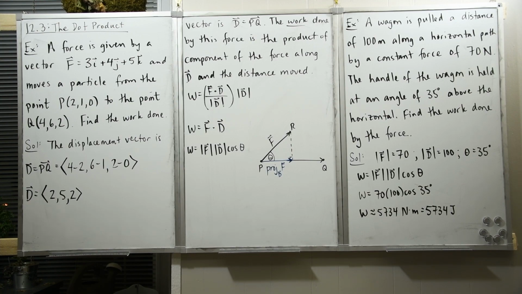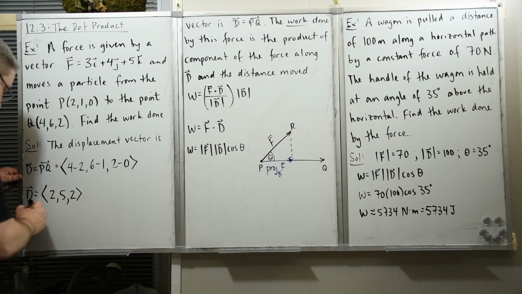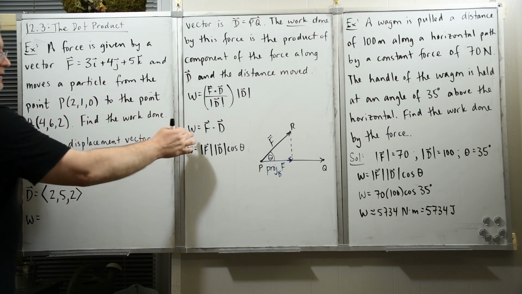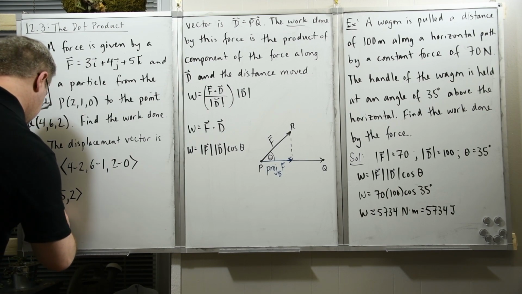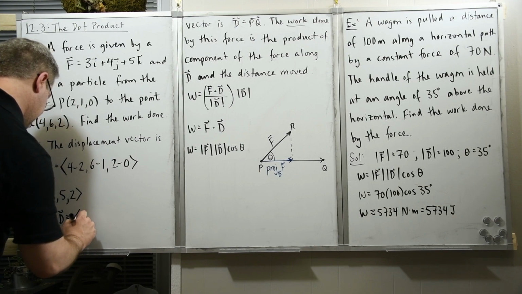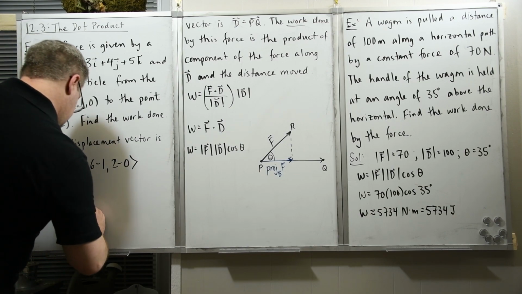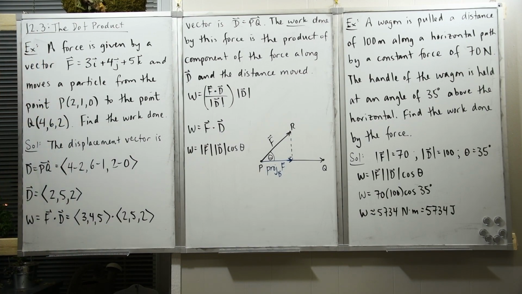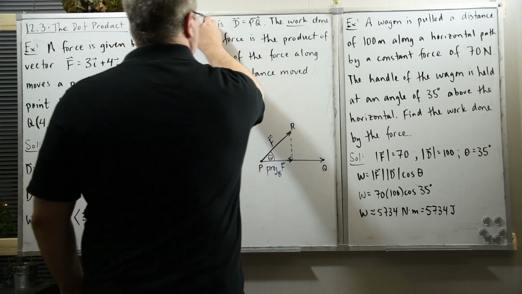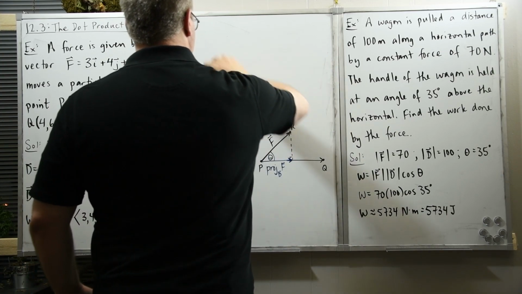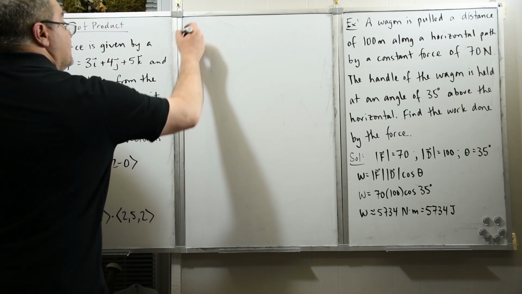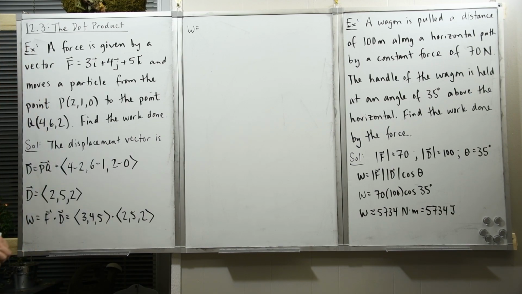But we also know that F has components 3, 4, and 5. On top of that, we know that the work done, which is what we're trying to figure out in the first place, is the dot product of F and D. So the components of F are 3, 4, and 5, and the components of D are 2, 5, and 2. And so to get the work done, we'll take the dot product of F and D.